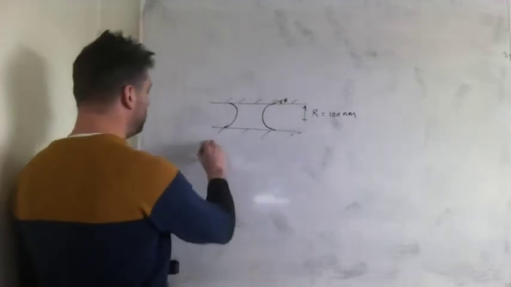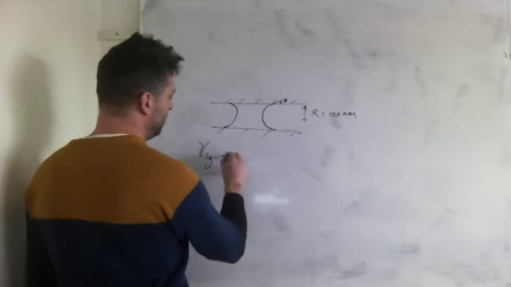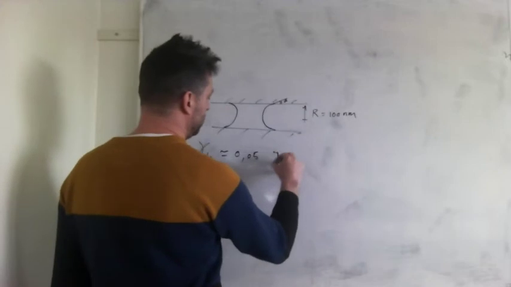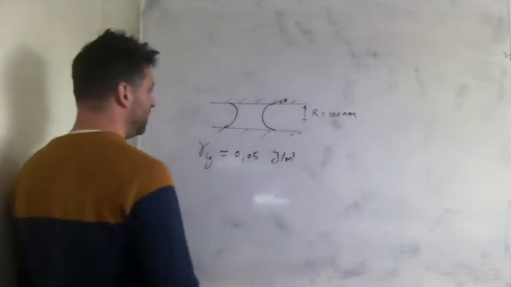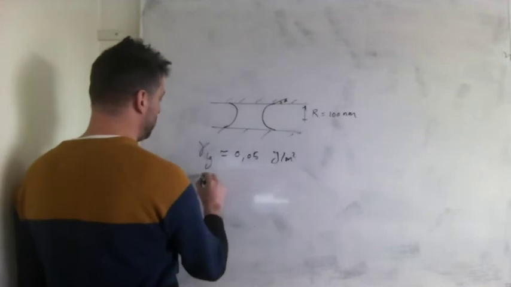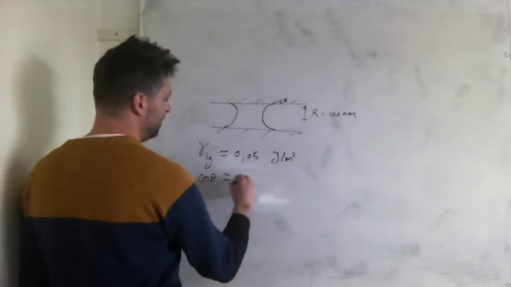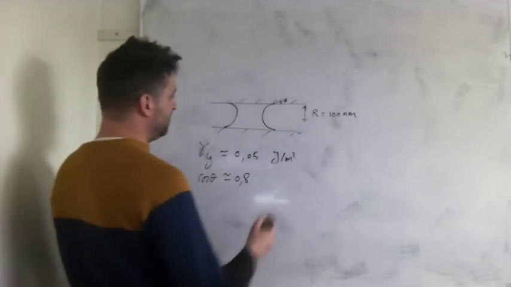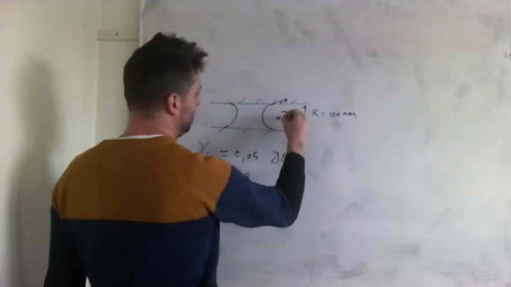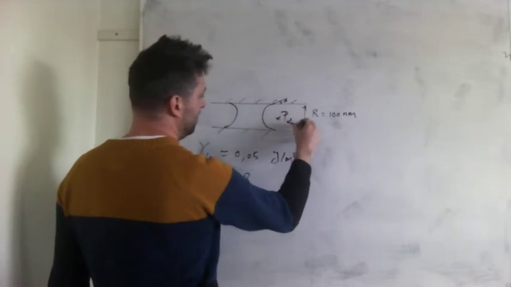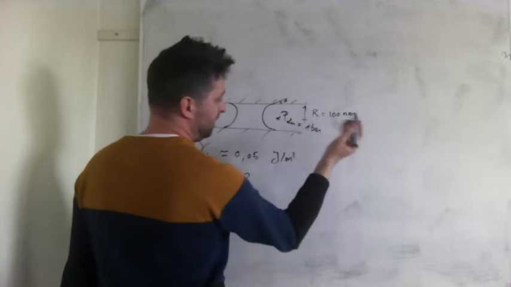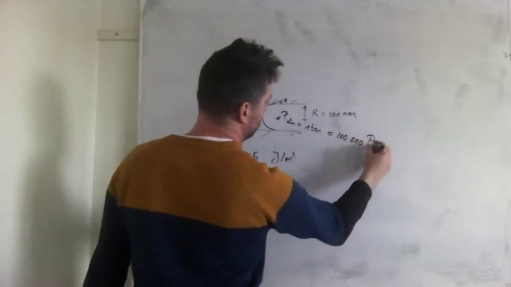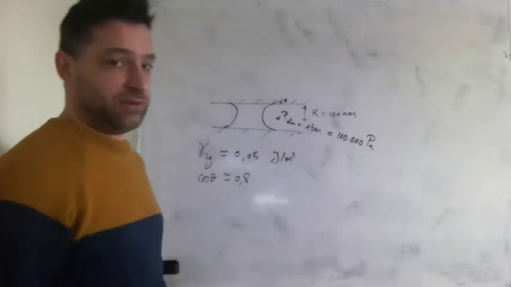And now I know that the liquid-gas surface energy of water is typically on the order of magnitude of 0.05 joule per square meter. And if this is an oxidized surface, I can say that my cosine theta is typically 0.8, so a small number, close to 1. And of course I know that the atmospheric pressure, P atmosphere, equals 1 bar, or 100,000 Pascal. That is the absolute pressure of the air in the surrounding, okay?